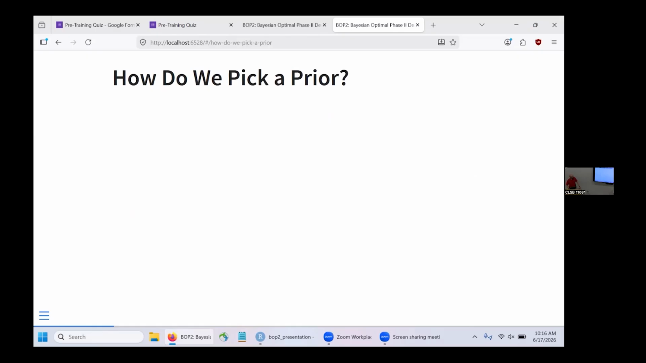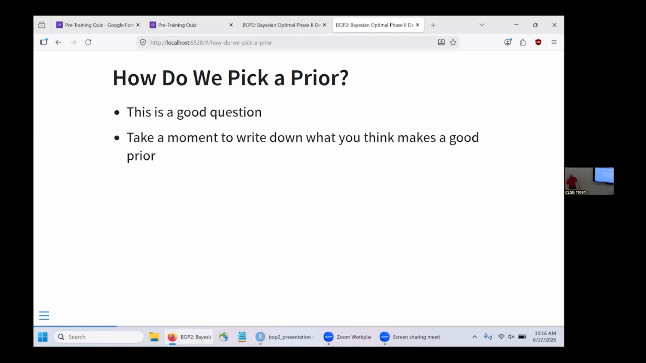How do we pick a prior within this constraint? It has to be beta distributed. So how do we pick? This is a good question. I'd like you to take a moment to write down what you think makes a good prior. I'll give you, I don't know, 30 seconds to a minute. Before I've told you any other information, what do you think makes a good prior?